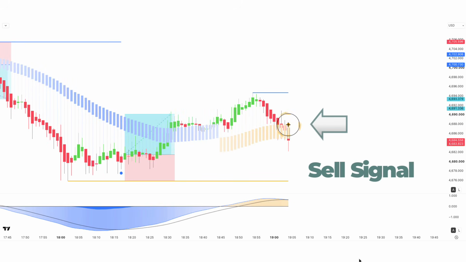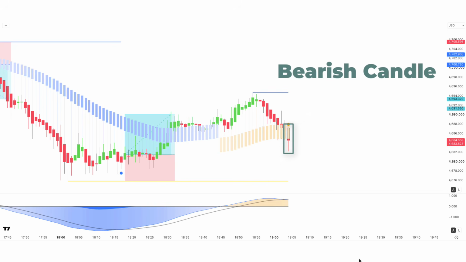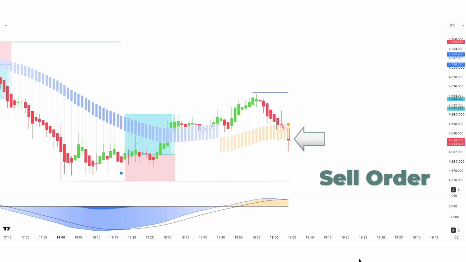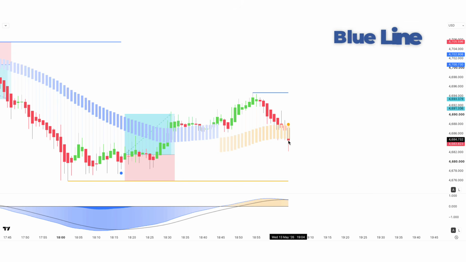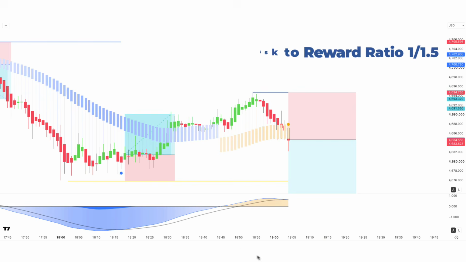Here the Nadaraya-Watson regression label down is a sell signal. Here the liquidity sweeps indicator shows the orange area. Here the market has made a bearish candle to give confirmation. So all our conditions are being fulfilled, so we are placing an order to sell. Our stop loss is to be placed at the blue line, and the risk to reward ratio will be 1:1.5.